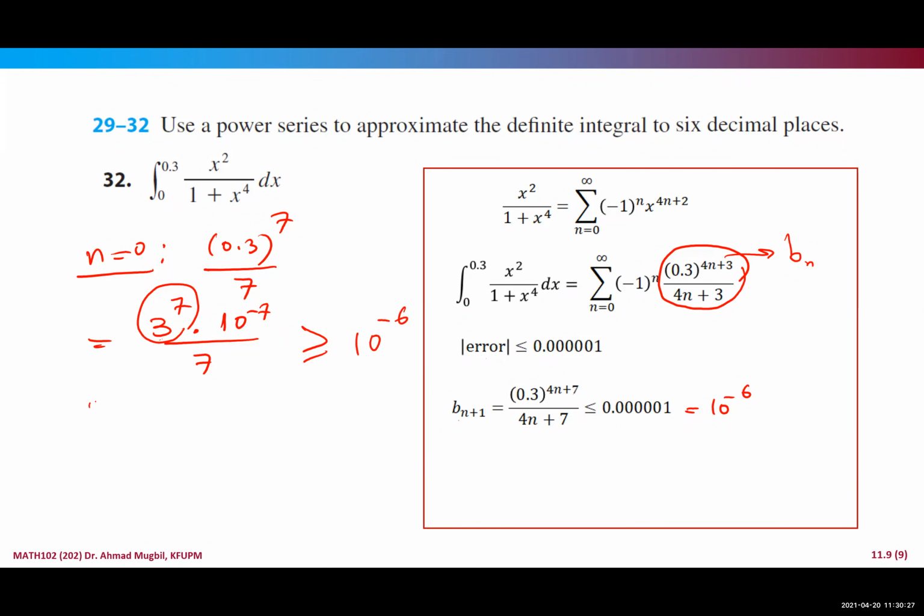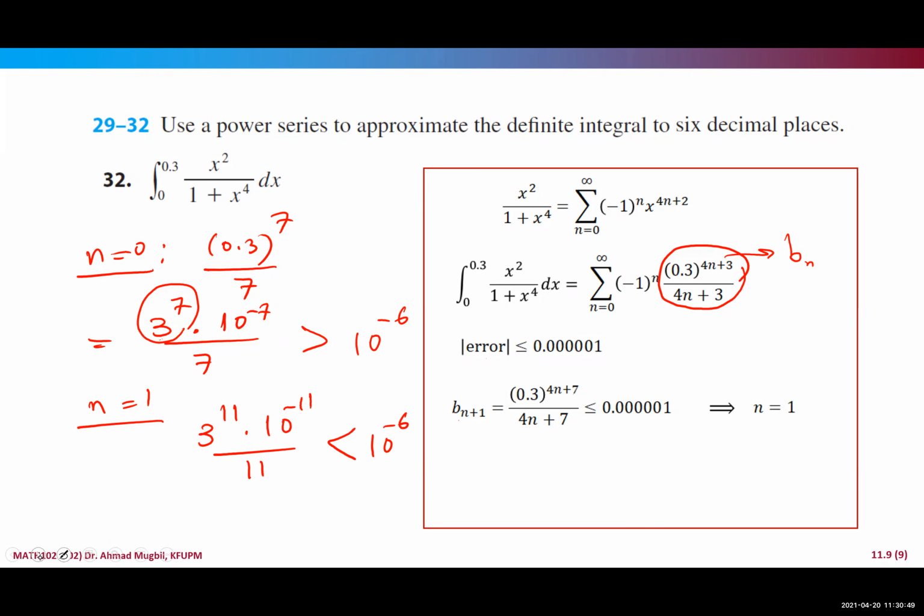So now you will take n equals 1. You will have 3 to the power 11, because when n is 1, you will have 4 plus 4, 7, 11 times 10 to the power negative 11 over 11. And this will be indeed less than 10 to the power negative 6. So n is 1. The n that we need to have this error is 1.